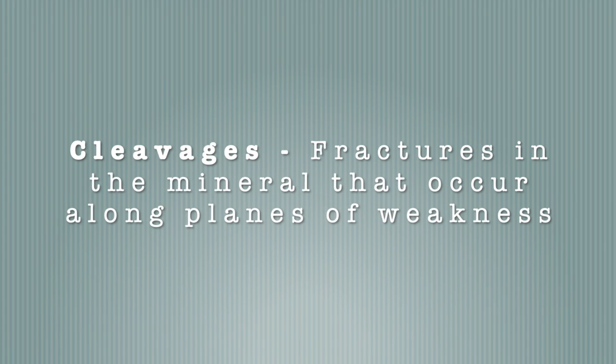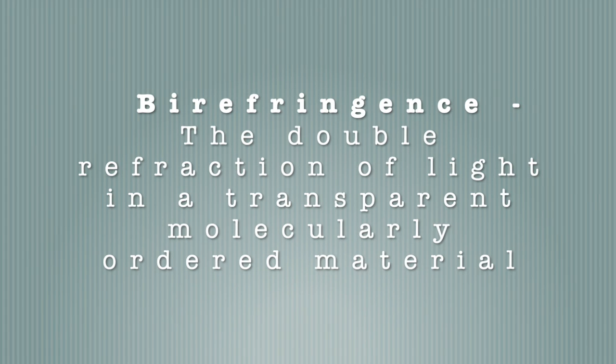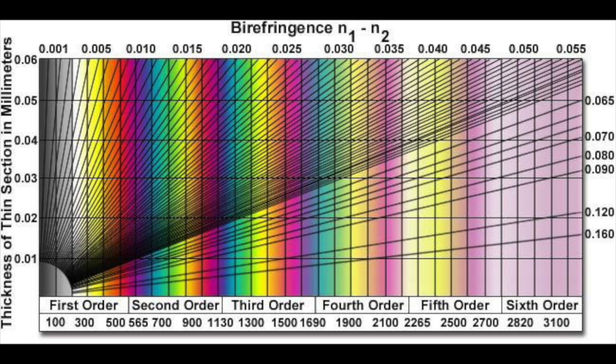Both settings let you see the mineral in two different lights, allowing you to distinguish which minerals are visible. Cleavages are fractures that occur in minerals along planes of weakness. They are much more apparent in weaker minerals than stronger minerals, allowing us to distinguish between the two. Birefringence is the double refraction of light in a transparent, molecularly ordered material. Birefringence allows us to classify the order of a mineral, so first, second, third, etc.